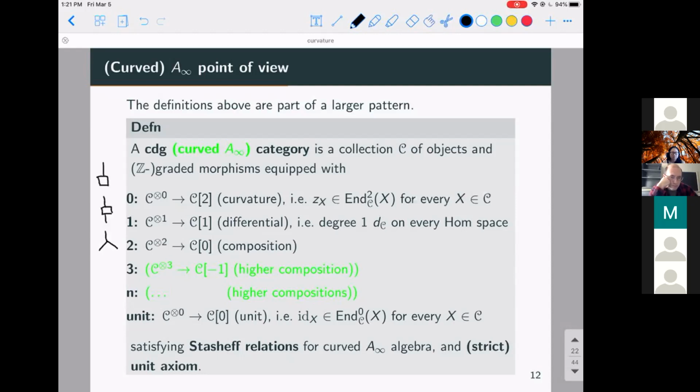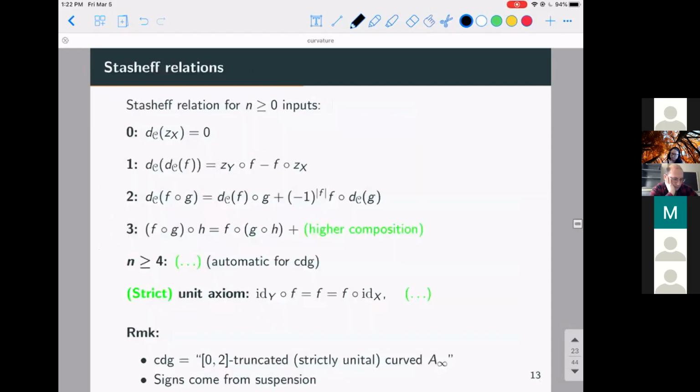And you can extend this pattern the other way too. So there's a notion of a curved A infinity category where now you have some operation that takes three morphisms, F, G, H, and defines a composition, even higher compositions. Okay. And you have the unit. And of course, this data is supposed to satisfy some relations. And they're exactly the stash of relations for an A infinity algebra. So let me try to write some of them.